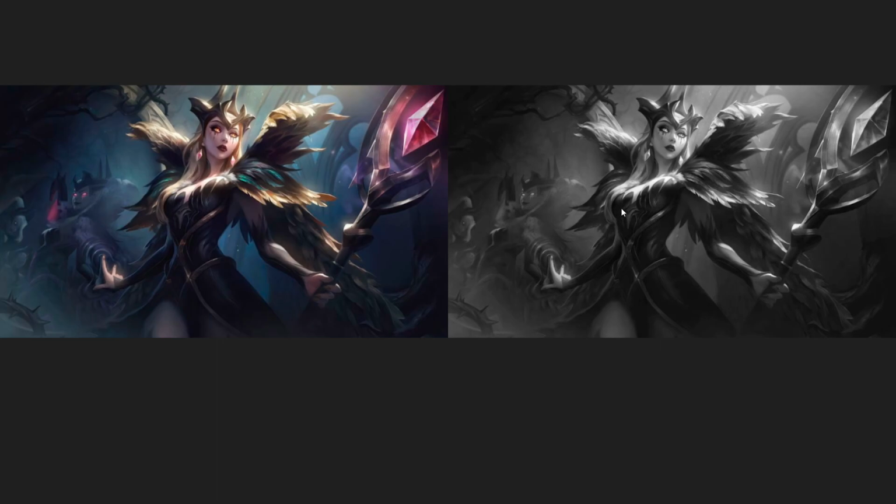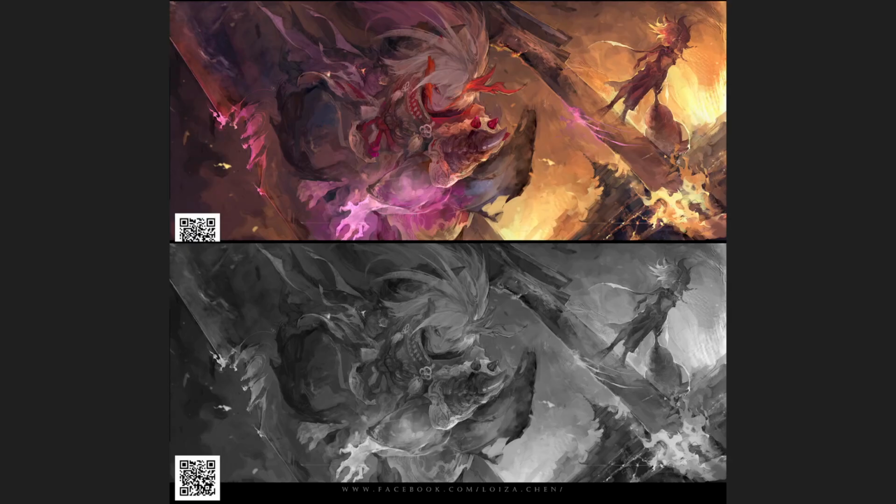And as you can see, she sits back a little bit more with just value. So color can also be introduced to push and pull things a little bit more than you would normally look at. So moving on, this is by Loisa Chen.